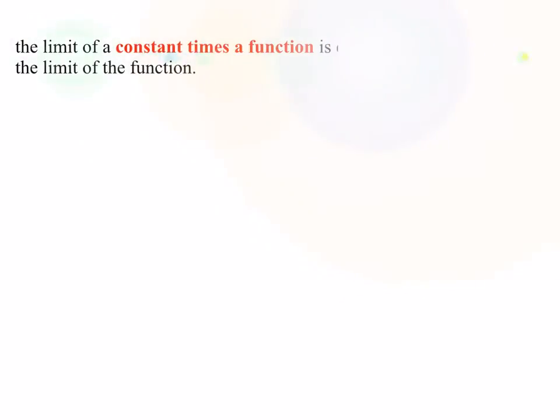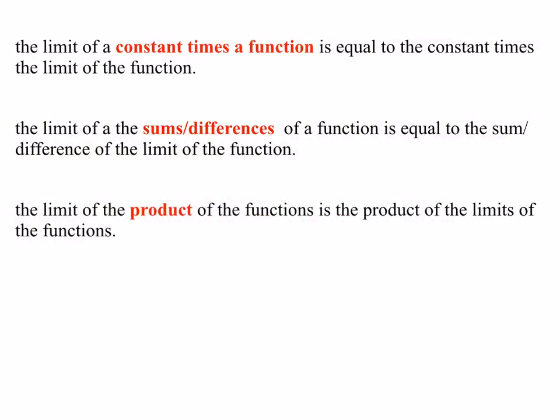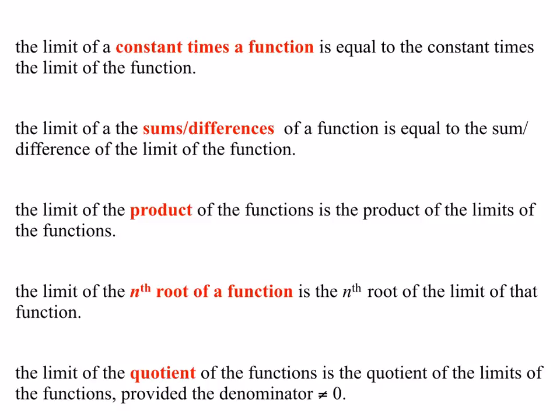So let's recap. The limit of a constant times a function is equal to the constant times the limit of the function. The limit of sums or differences of functions is equal to the sum or difference of the limits of the functions. The limit of the product of functions is the product of the limits of the functions. The limit of the nth root of a function is the nth root of the limit of that function. And the limit of the quotient of two functions is the quotient of the limits, provided that the limit of the denominator is not equal to 0.